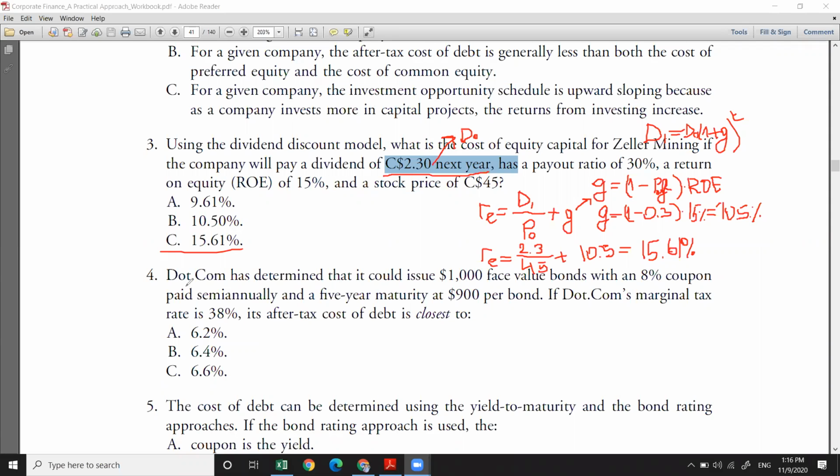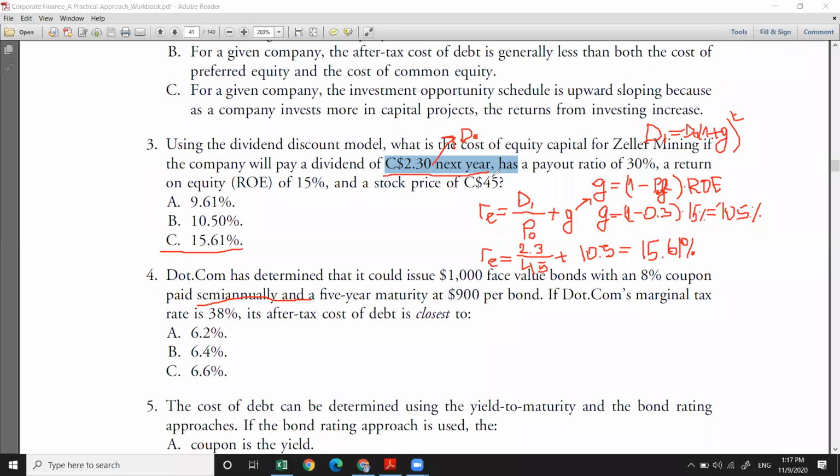Now, in question 4, .com has determined that it could issue a 1,000 face value bond with a coupon rate of 8% paid semi-annually. Be careful. And 5-year maturity, 900 per bond. And .com's marginal tax rate is 38%. Its after-tax cost of debt is closest to, so we need to find cost of debt using the YTM approach, if you remember. It was given in the slides and I tried it in Excel. What you need to do is put everything here, compute the YTM, and convert that YTM into an annual basis from semi-annual.